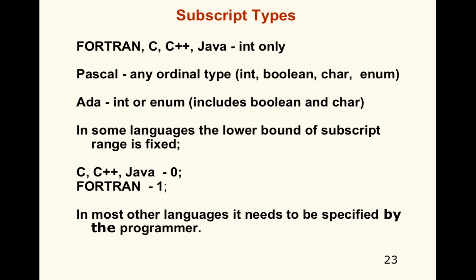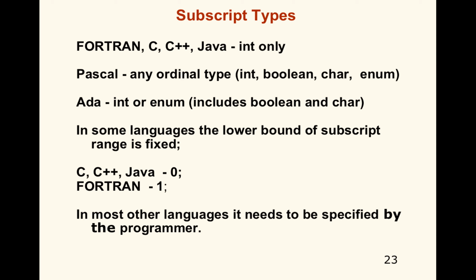Pascal had any ordinal type: integer, floats, enumerations. Ada had integers or enumerations. In some languages, the lower bound of the subscript was fixed. C, C++, and Java always start out with 0. It is not fixed, by the way, in Python. You can actually start your arrays out with 1. Your elements can actually start with the number 1 instead of 0.